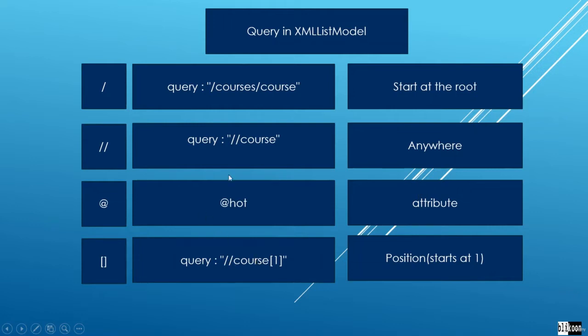You can also specify that you want to read the first course. When we fetch courses here, we get all the courses that are in the XML file, but you can say that you want to get the first course, and you can do that like this.